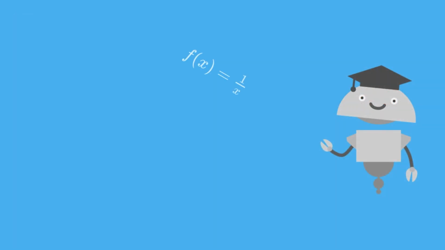In this lesson, we talked about the reflections of the graph 1 over x. Next time, we'll talk about one more kind of transformation we can apply to 1 over x, dilations.